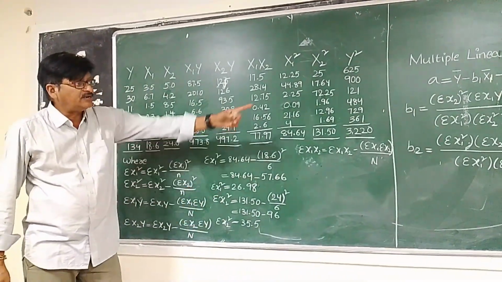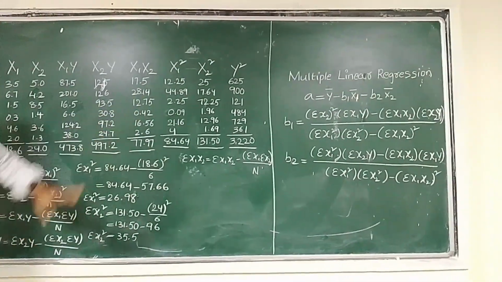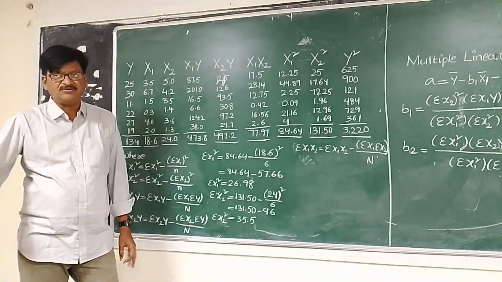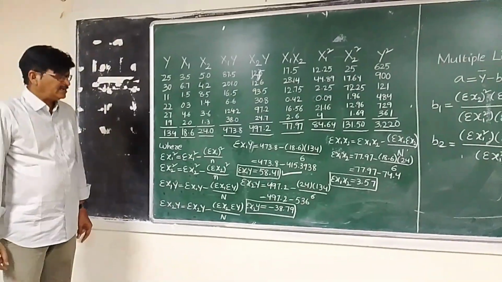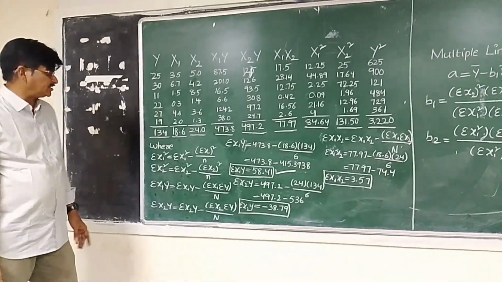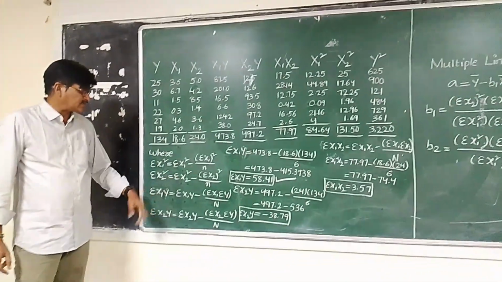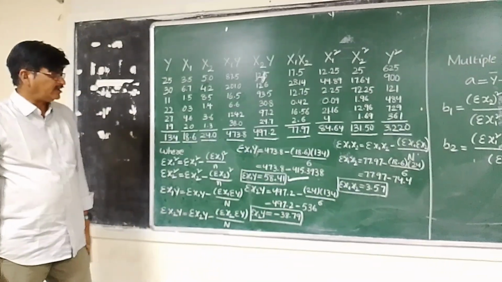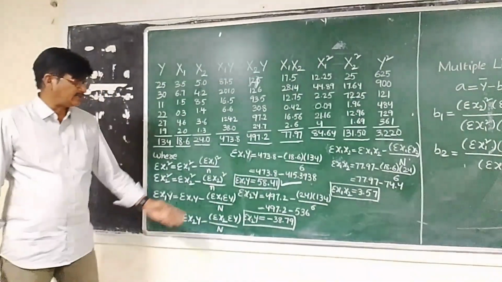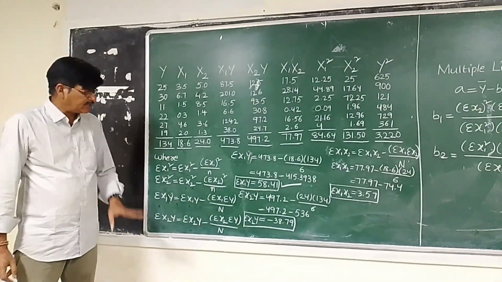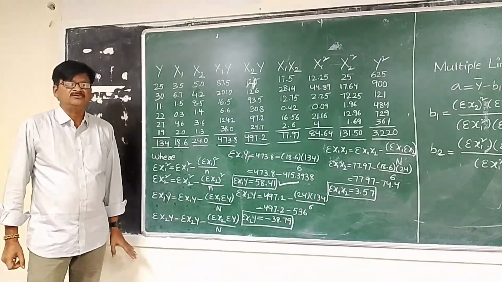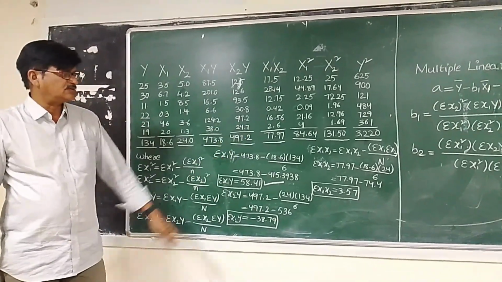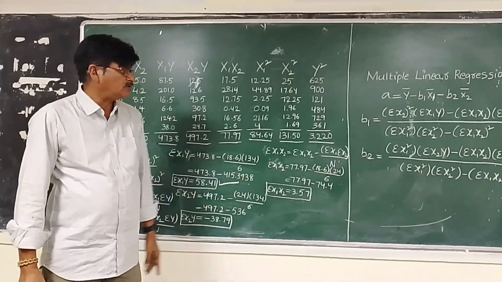After you calculate, you have to substitute in the beta 1 and beta 2 formulas. I will show how much answer you got. I am doing it in notes, I will show you. My dear students, as the formula demands, not only x1 square and x2 square, we want x1y and x2y. The values are calculated here like this. My dear students, be clear, like this only you have to do.